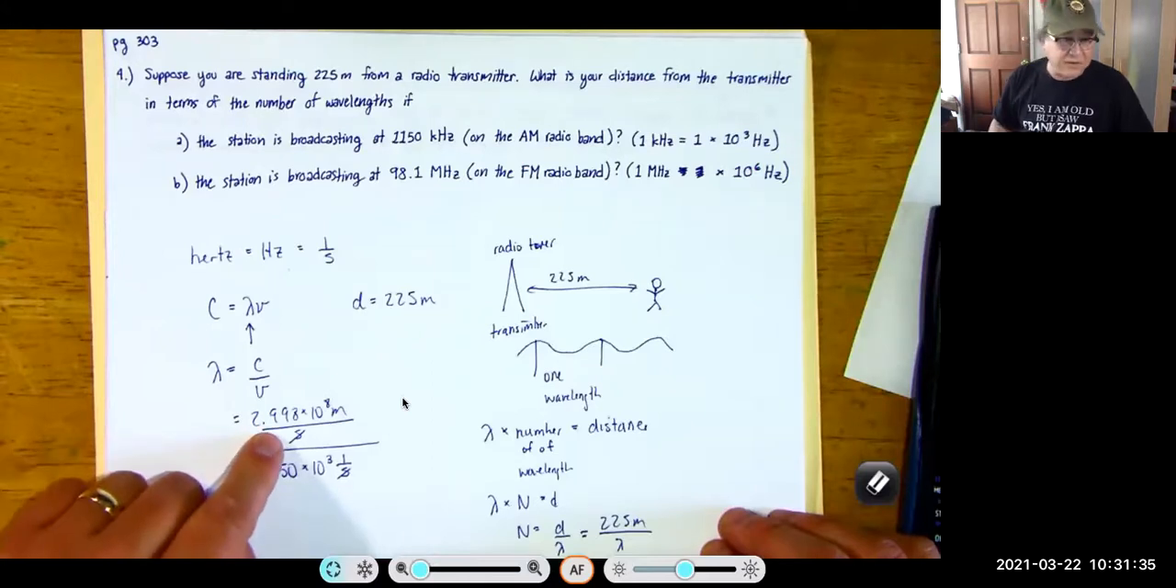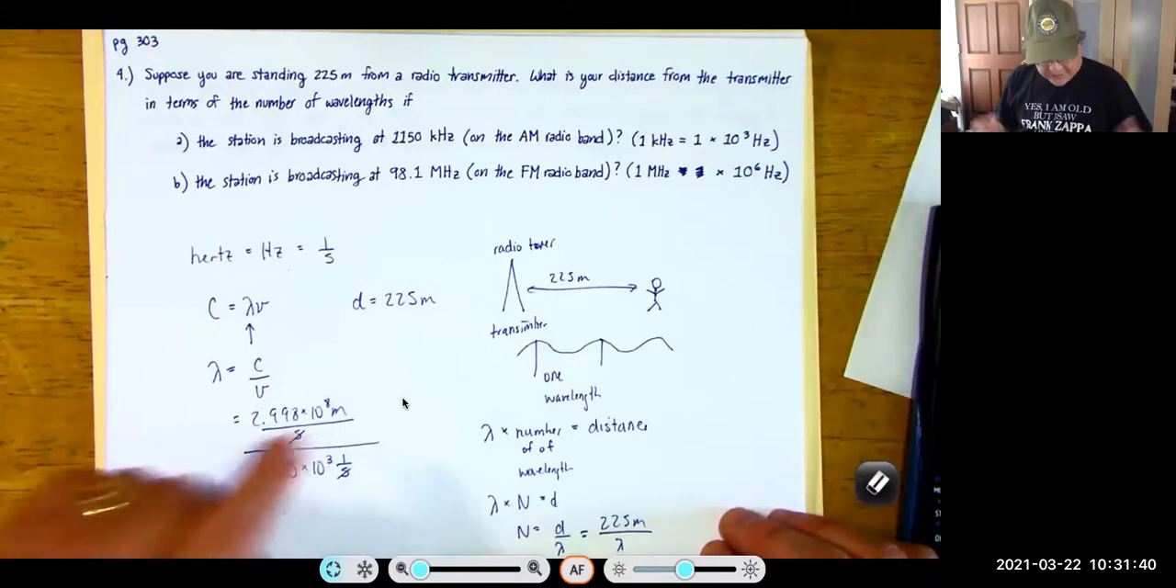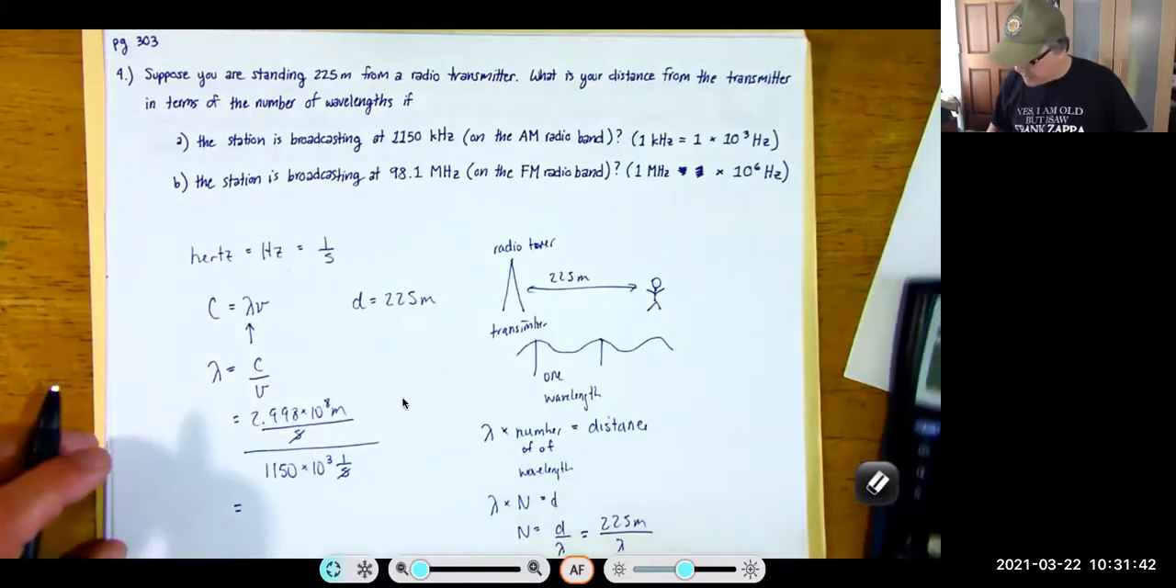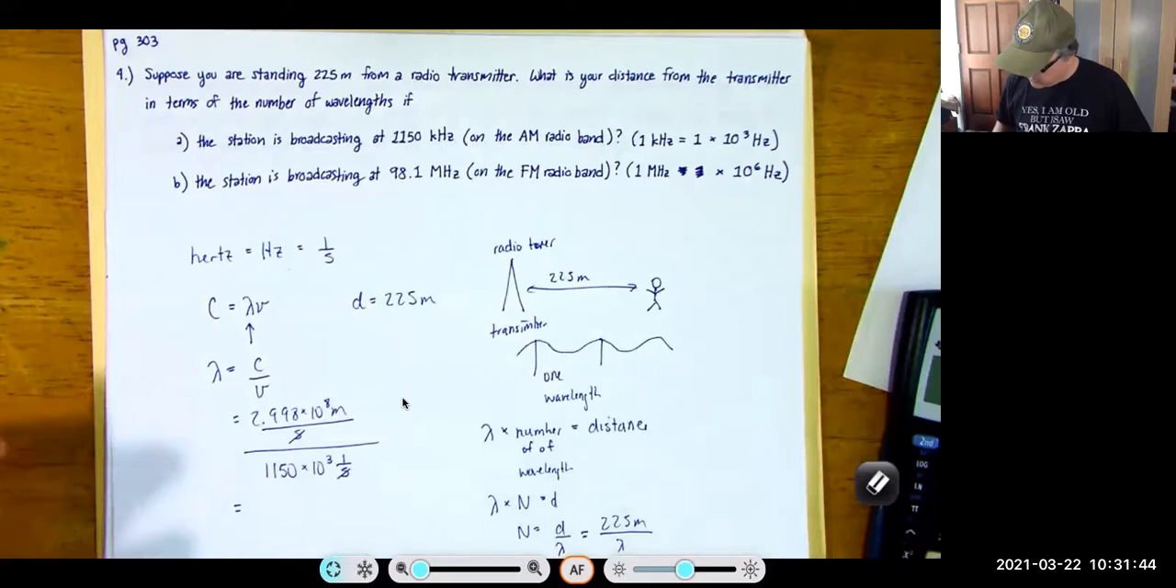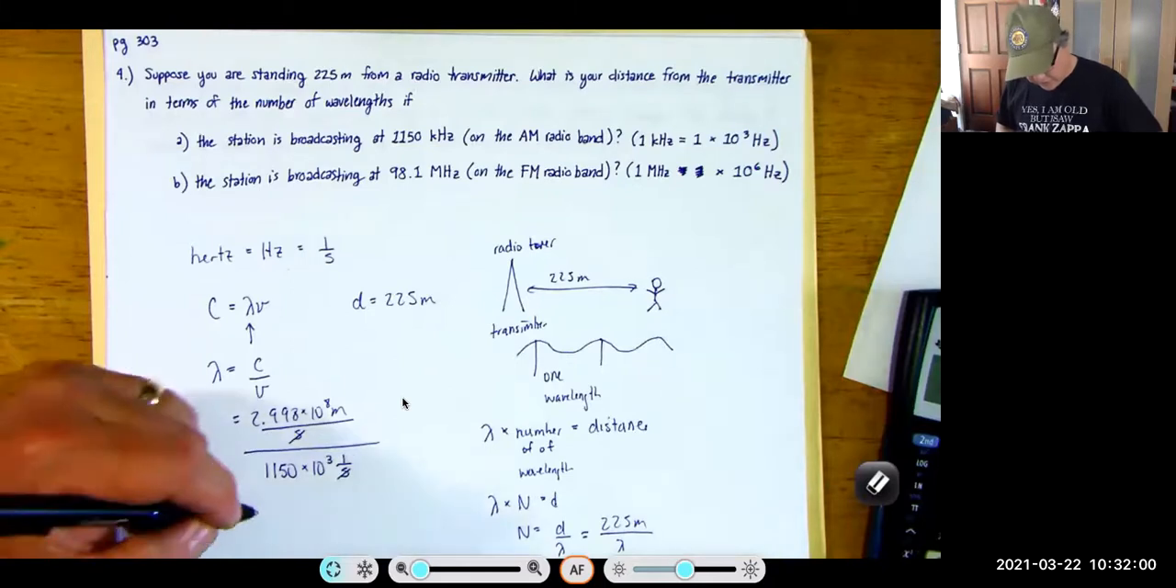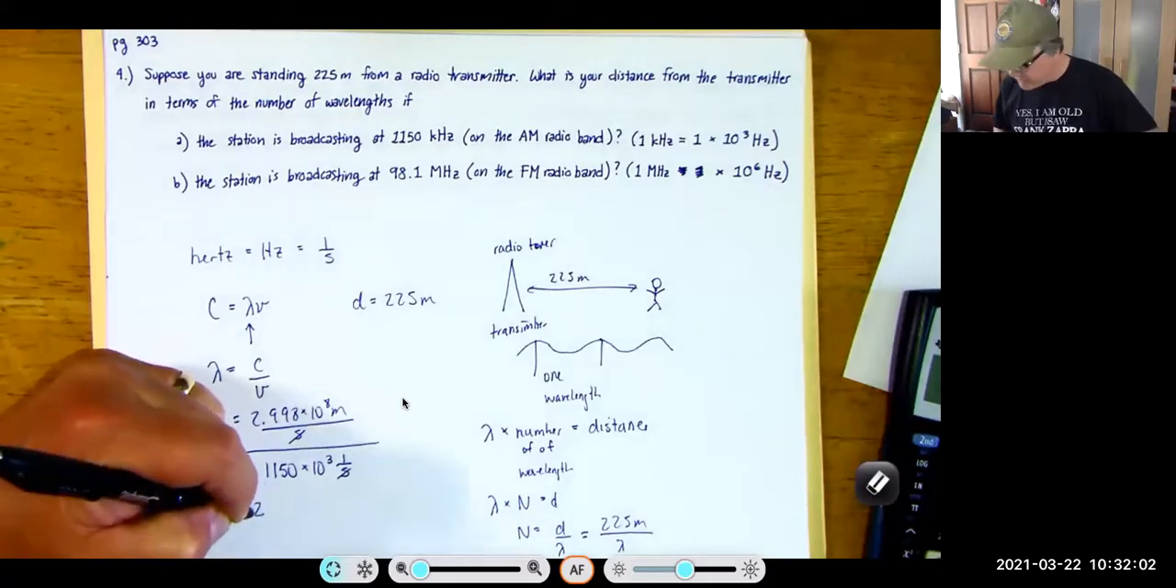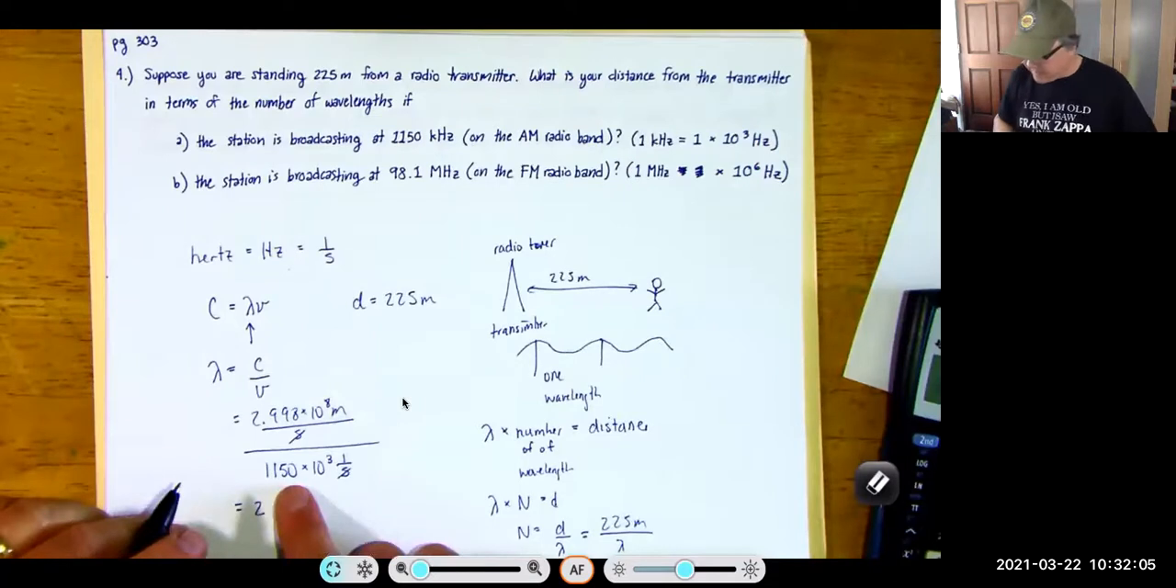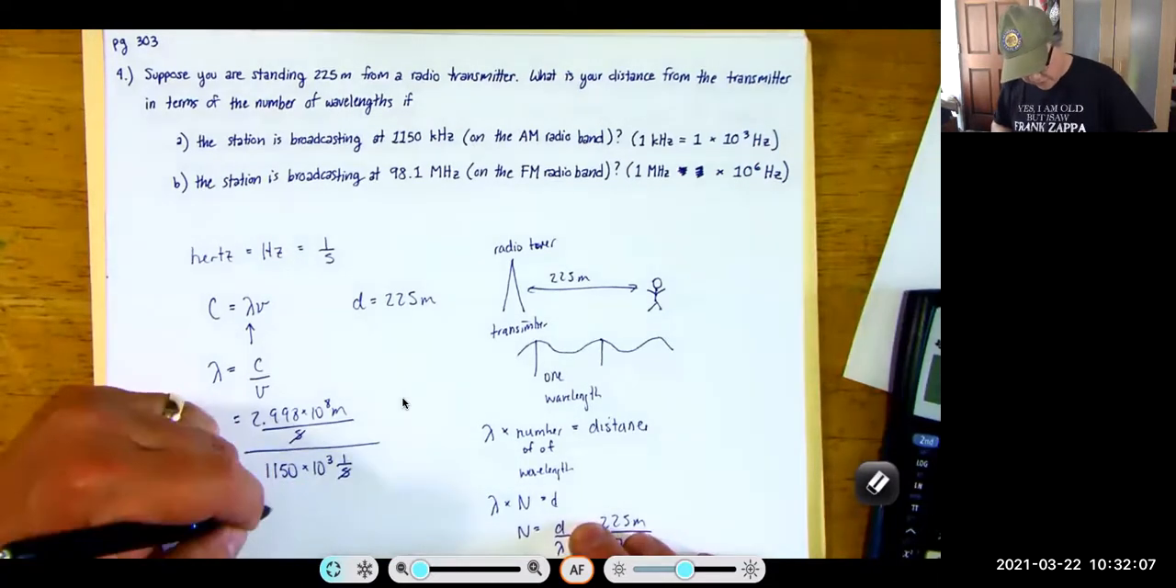1.15 will go into that about 2.5 times maybe, and then times 10 to the squared is what we should get. So let me see what we get here. 2.998 second EE 8 divided by 1150 second EE 3 is equal to. So we get 3 significant figures because of that 1150: 261 meters.